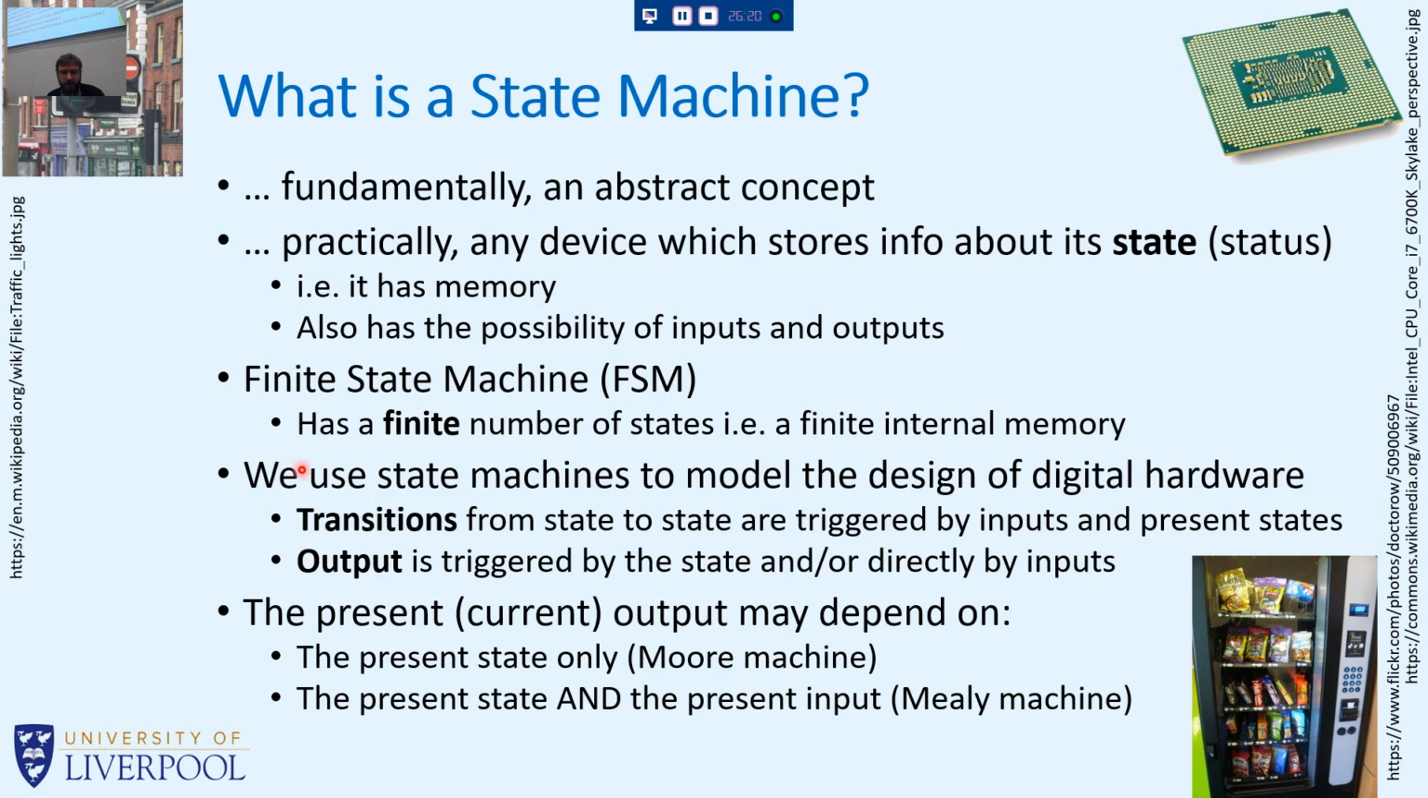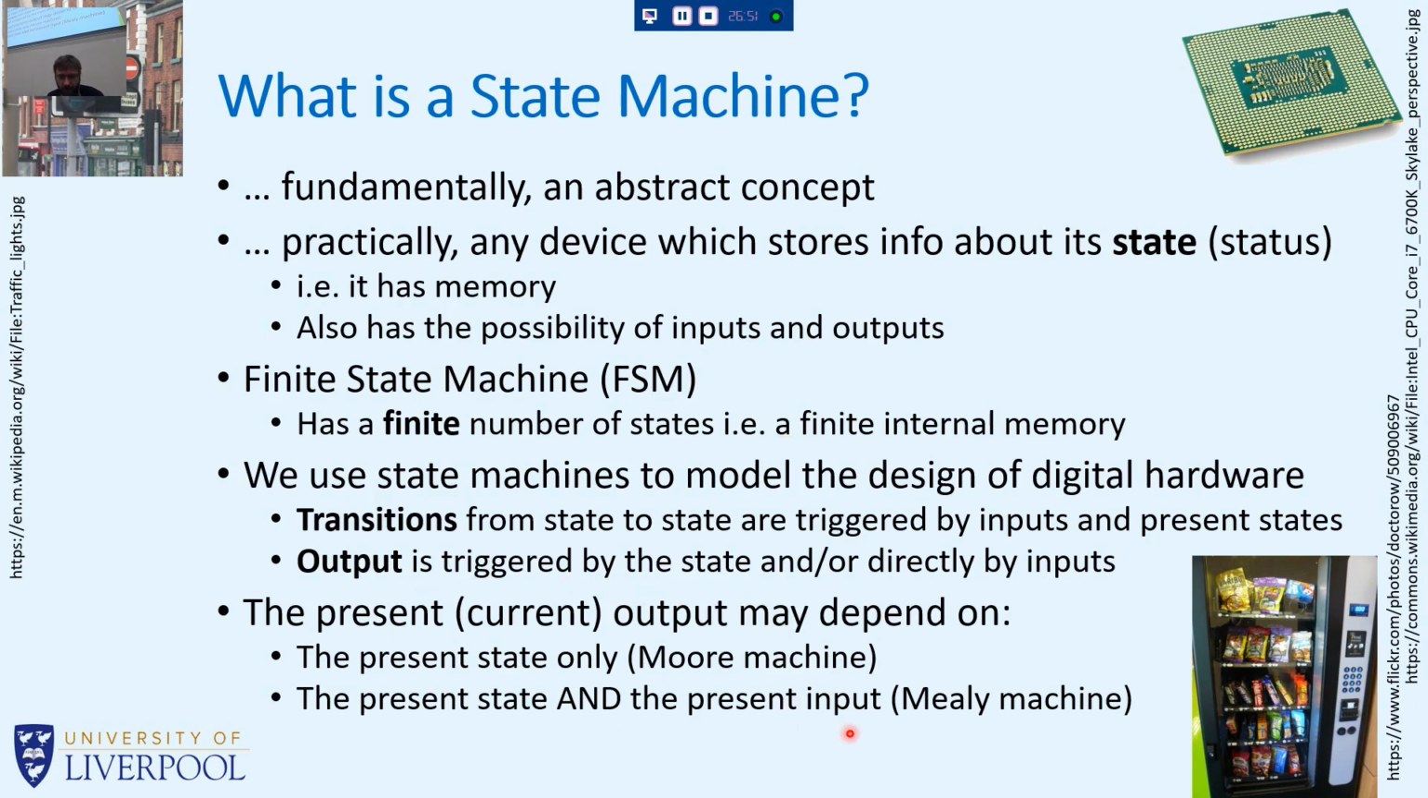So we use state machines to model the design of digital hardware, right? So transitions from state to state are triggered by inputs and present states. Output is triggered by the state and or directly by inputs. This is really stuff we've already said, right? So we're saying input can affect how we move from one state of the machine to the next, but it can also sometimes, if we design it so, have a direct effect on the output. Okay?